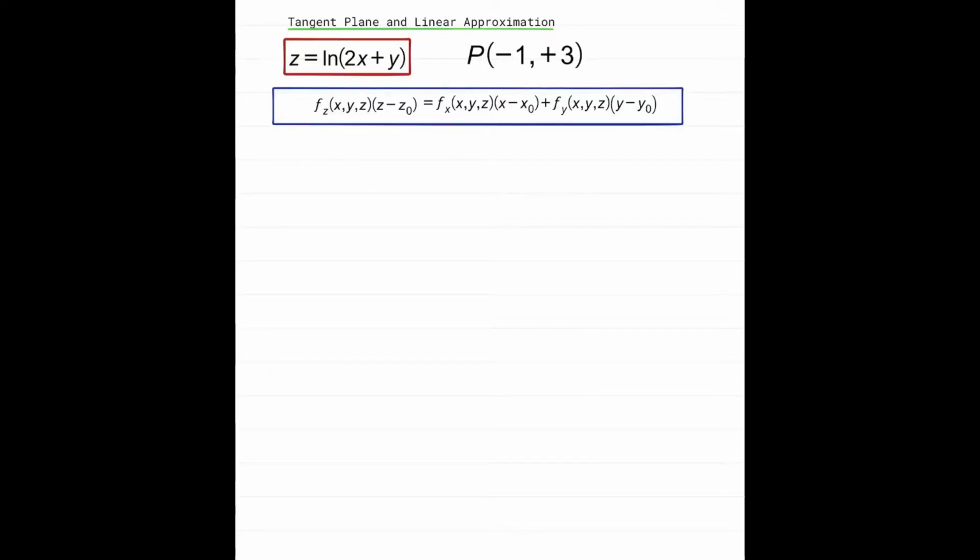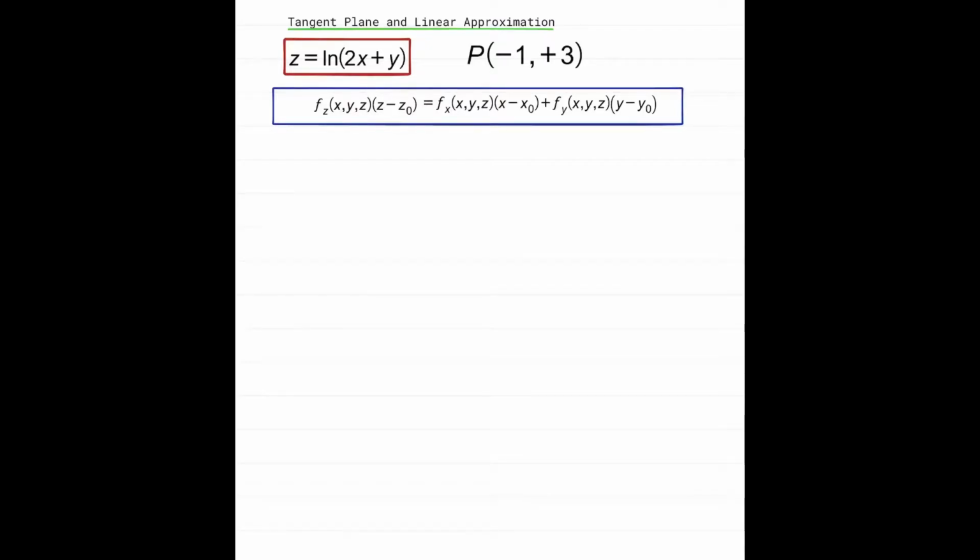Hello guys, so in this video we're going to go over how to find the tangent plane and linear approximation of multivariable functions. So note right here we have a multivariable function, z is equal to the natural log of 2x plus y, at a point P of (-1, 3).